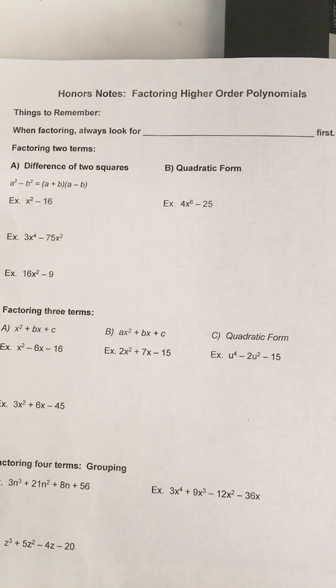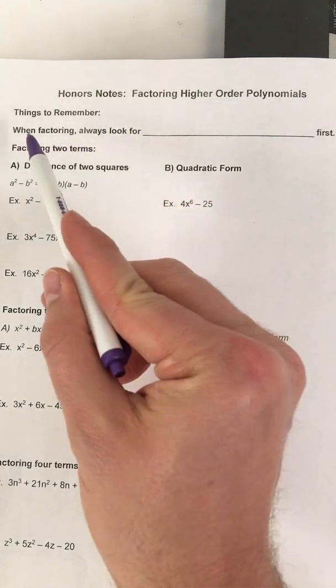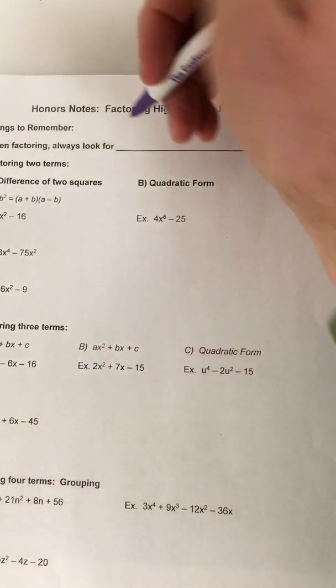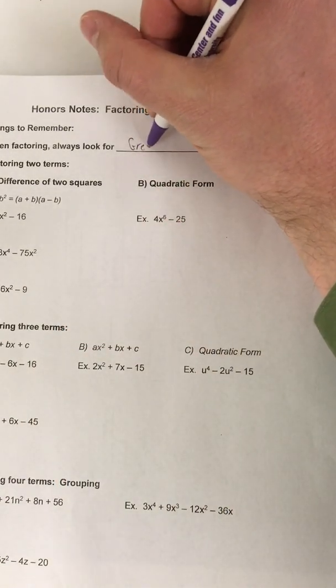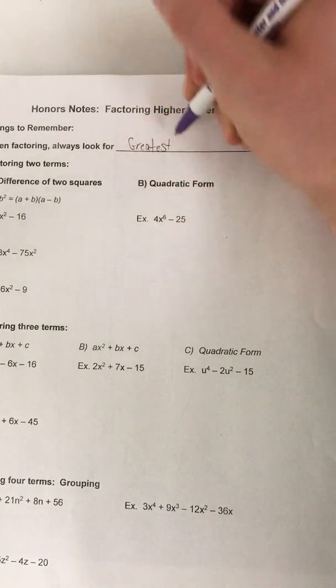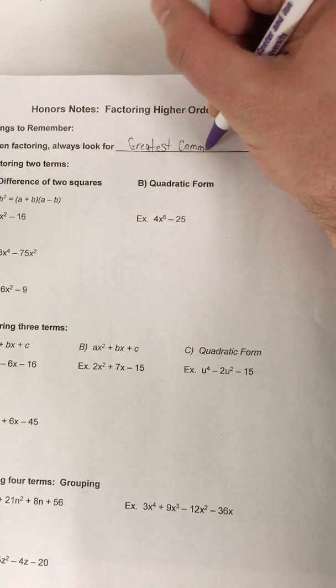This is just quick notes on factoring higher order polynomials in case you missed it in class today. Alright, first of all, when you're factoring, just like before, you always want to look for greatest common factor, GCF, something you could divide out of the whole problem. You always look for that first.